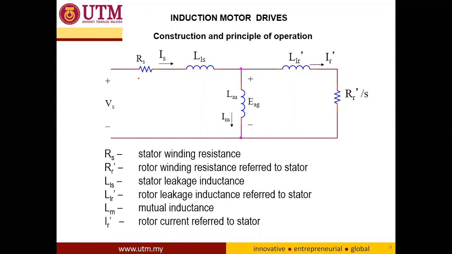As you can see, this is the stator part, and this represents the air gap, and this represents the rotor side. Each element represents, for example, the internal resistance of the stator, and R_R is the rotor winding resistance and so on. So we have the current that flows inside the stator and the current that flows inside the rotor.